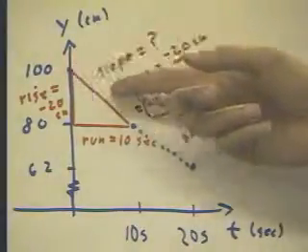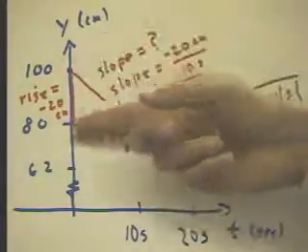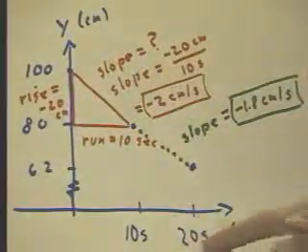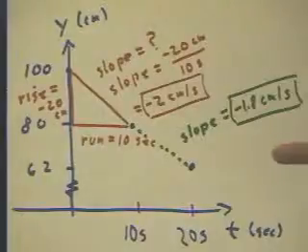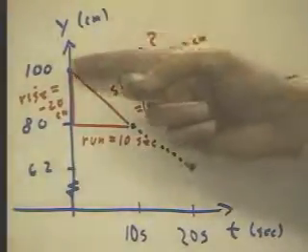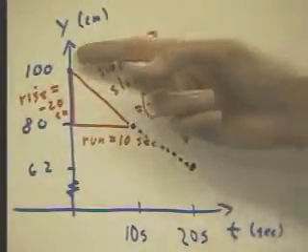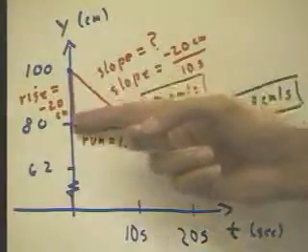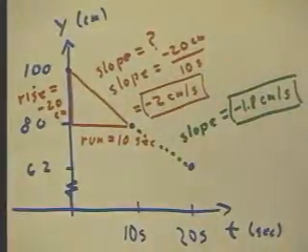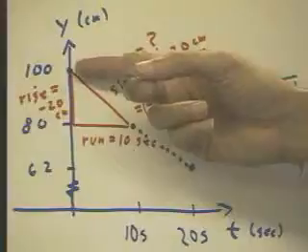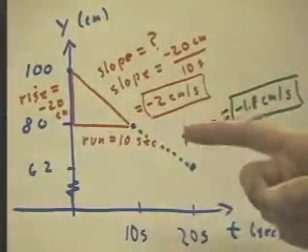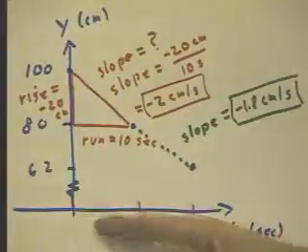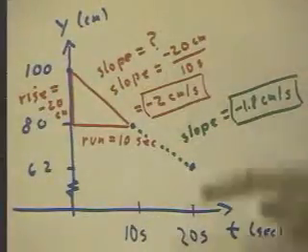So if we go from this point to this point, we've got a rise, a vertical change in our coordinate, and a run, a horizontal change in our coordinate. The rise, if we go from this point to this point, is negative. We go negative 20 centimeters. And of course that's familiar. That is the change in depth. The run is 10 seconds, from 0 to 10 seconds, measured along the x-axis, or the t-axis in this case.